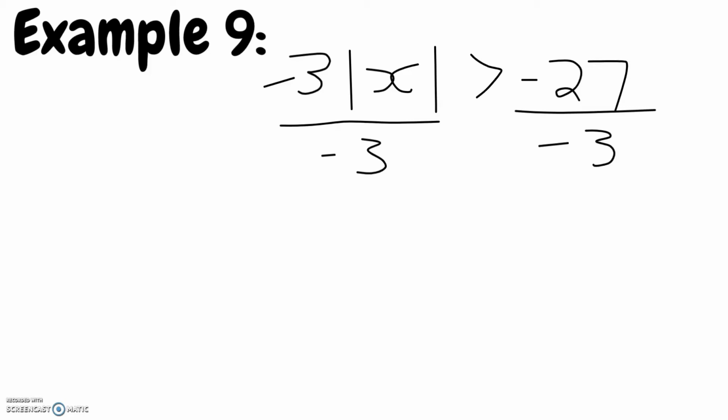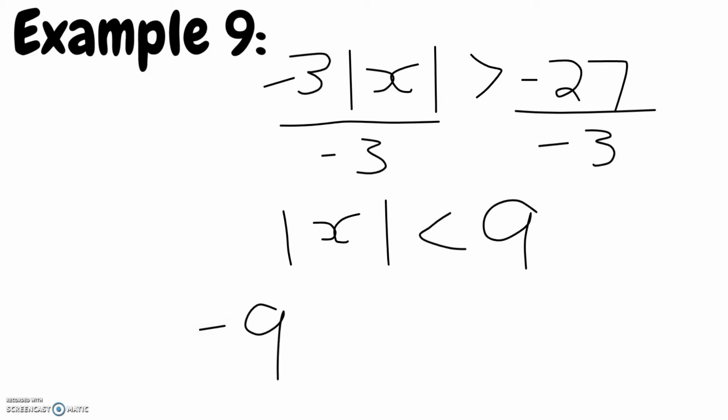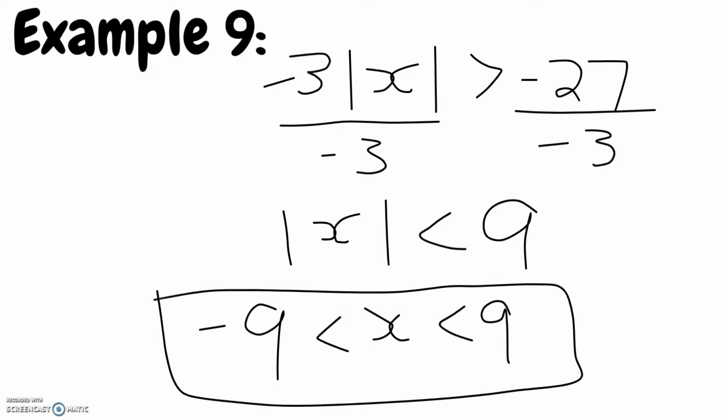And we know that is going to give us the result of 9. So now I'm just going to write that out on the screen. The absolute value of x is less than 9. And then we would solve that the way we have solved it in the past. Again, if you don't understand, go back and look. But basically, negative 9 is going to be less than x, and x is going to be less than 9. And that is our solution, and we are done.